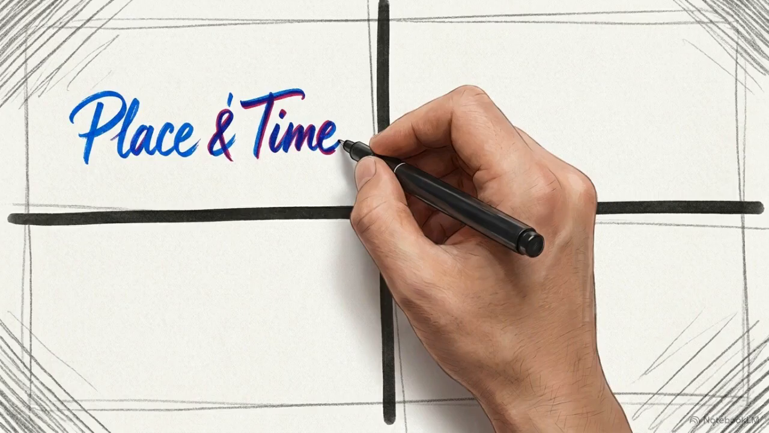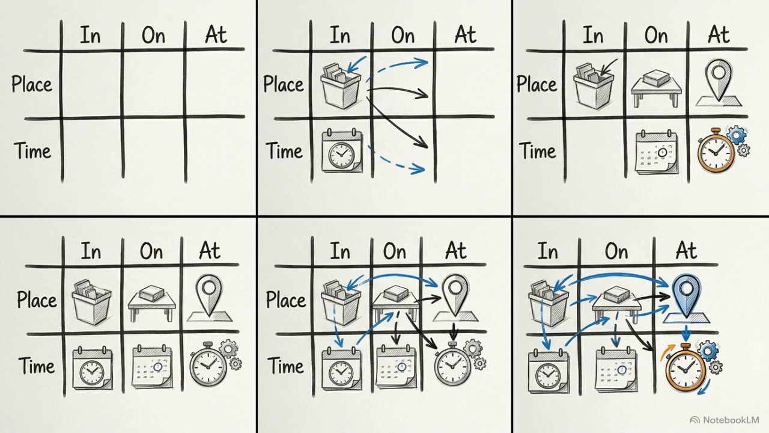Label the top left quadrant place and time. In, on, and at change meaning by scale. In covers large scales, enclosed spaces like bags, and long periods like spring. On narrows to intermediate scales, touching flat surfaces or specific days. At is for pinpoint accuracy, exact locations and exact clock times.